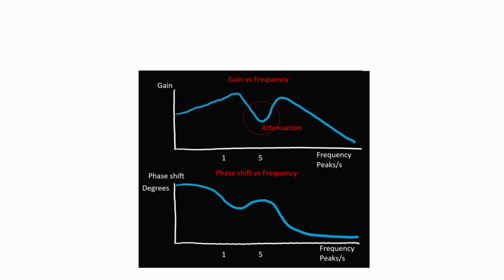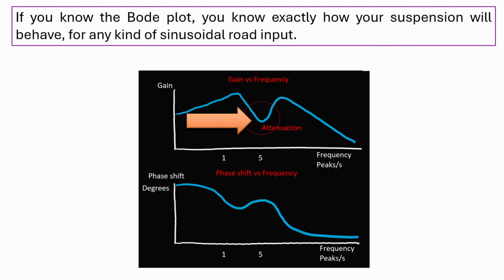Let's look at another example. This particular Bode plot shows that at a frequency of 5 peaks per second, the suspension reduces oscillation's amplitude by this gain amount. That means that this suspension system is effectively filtering out bumps at 5 peaks per second. Now you can see how powerful this tool is. If you know the Bode plot, you know exactly how your suspension will behave for any kind of sinusoidal road input. So let's flip the question now.